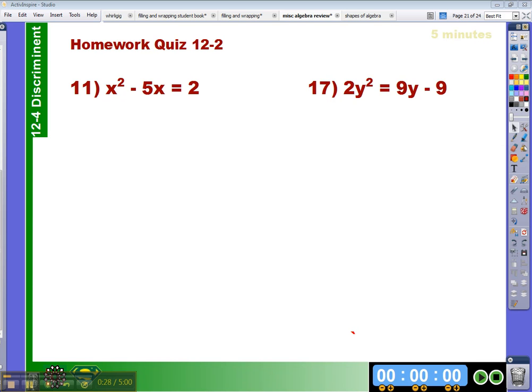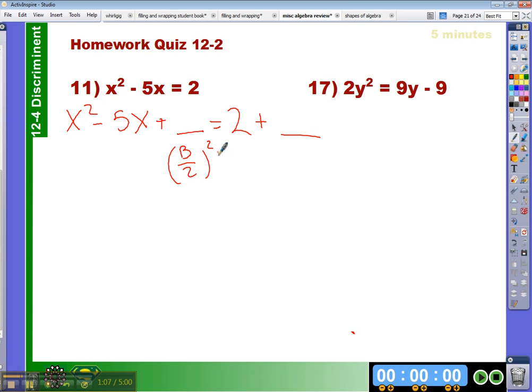So looking at question 11, do I have both variables on one side of the equal sign? Yes. Do I have a value of 1? Yeah, so I'm in good shape. To complete the square, I'm going to rewrite this problem. So I have x squared minus 5x plus blank, we'll figure that out in a little bit, is equal to 2 plus blank. Now we'll remember from yesterday that what goes in the blank is b over 2 squared.